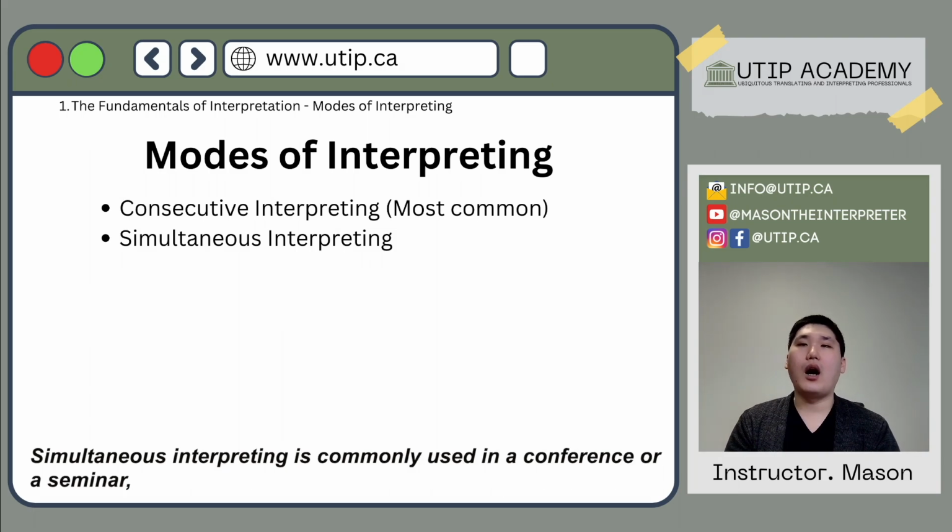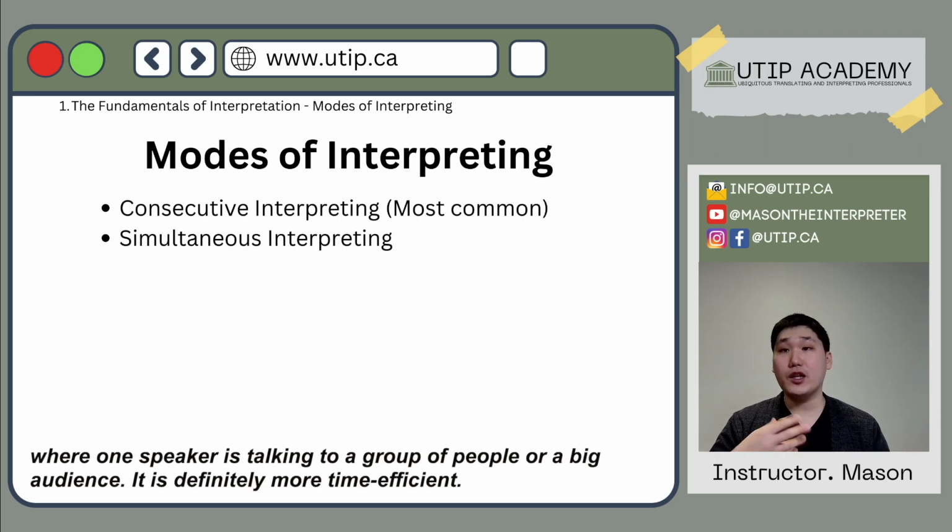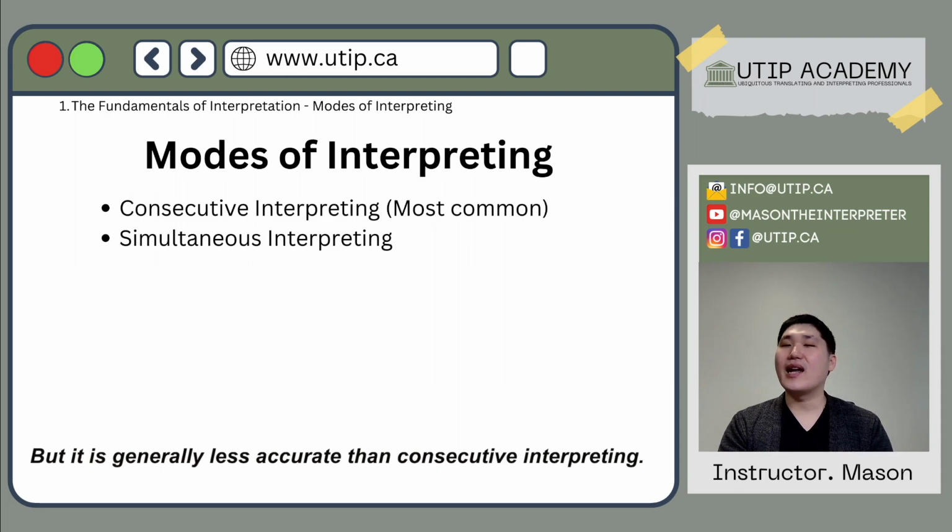Simultaneous interpreting is commonly used in a conference or a seminar where one speaker is talking to a group of people or a big audience. It is definitely more time efficient, but it is generally less accurate than consecutive interpreting.